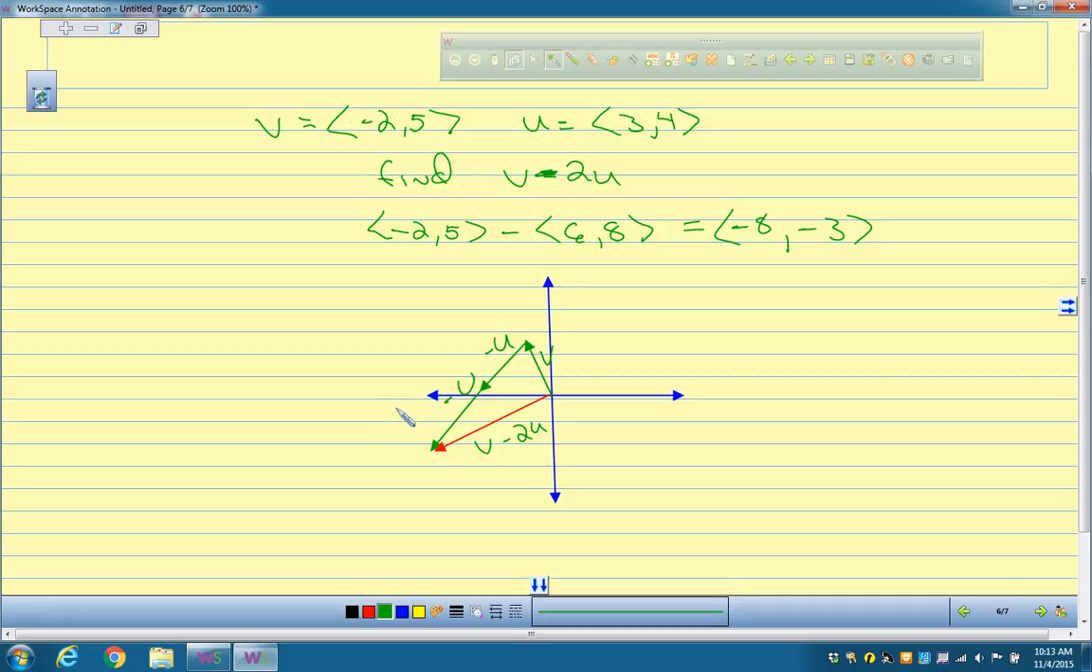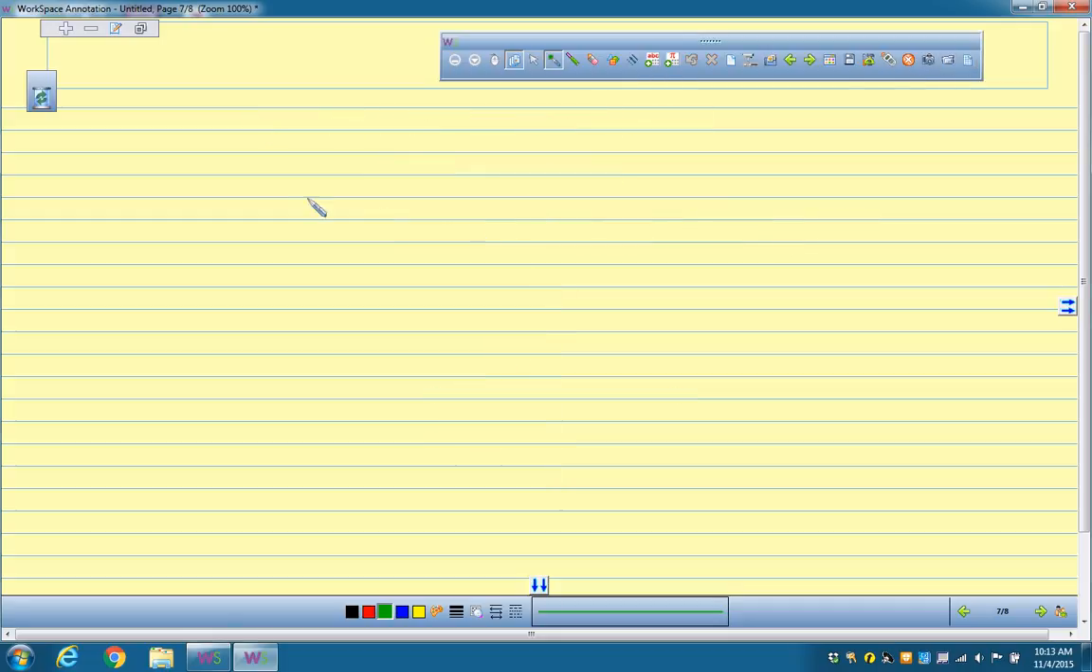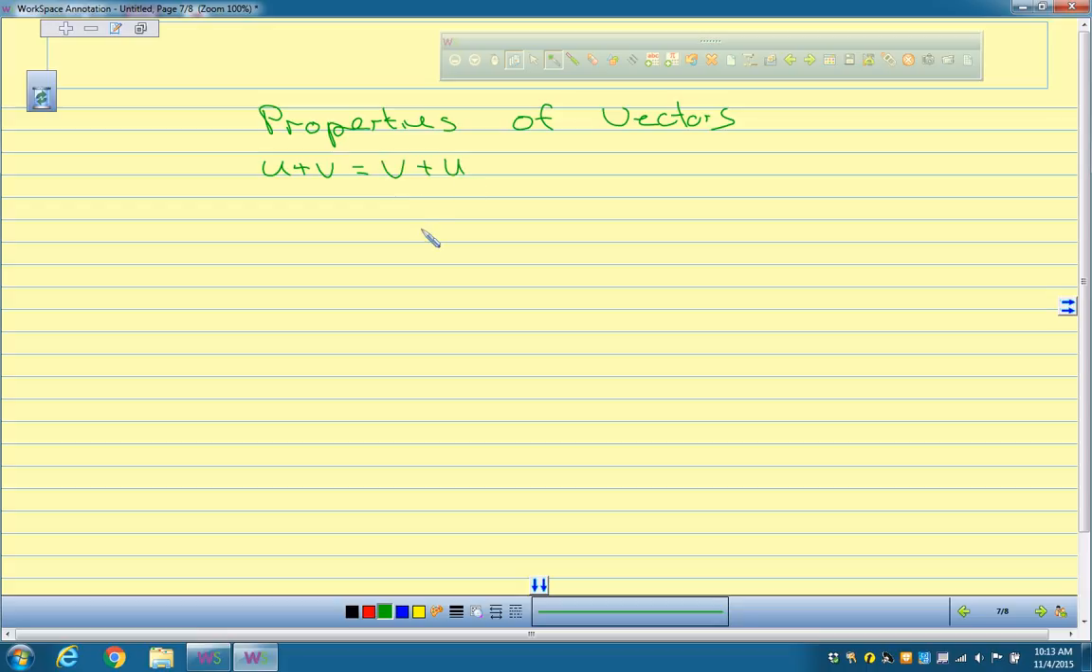So the very last thing is properties, and this is just stuff to know. So properties of vectors, it's just like the commutative property. So u plus v is equal to v plus u, which I talked about earlier. I think that's called the commutative property. You don't have to worry about what they're called, but it doesn't matter which order you add them in, okay?